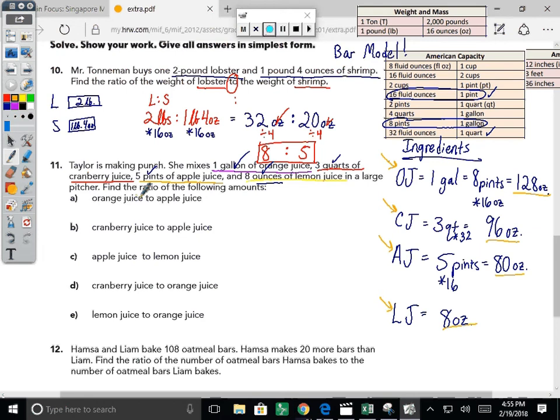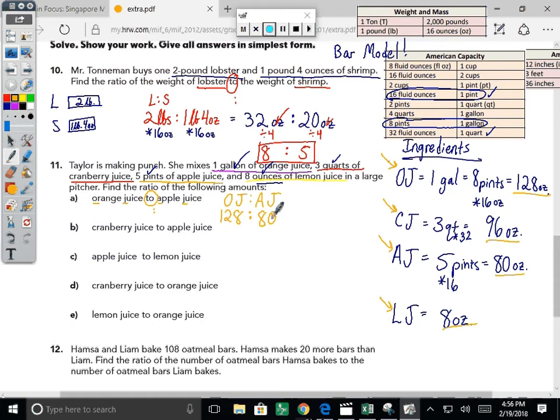It says, find the ratio of the following amounts. We want to write orange juice to apple juice. Oh, that means OJ to AJ. So I'm showing you what I think they're asking for in the order that we need it. I move across and I say, oh, orange juice, that's 128 ounces. My apple juice, I'm going to go over here and change it to my ounces. I'm going to use 80 ounces for that.